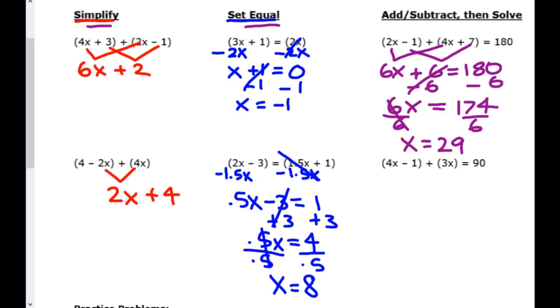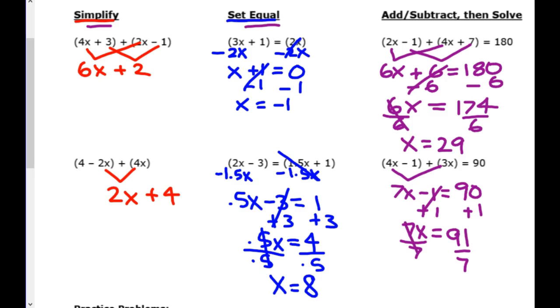Next one. I have like terms. 4x plus 3x is 7x. Bring down the -1, equal sign, 90. Two-step problem. My lower is -1, so I'm going to add 1 to both sides. 7x equals 91. The coefficient is 7, so we're going to divide. And 91 divided by 7 is 13. So that's the first part, that's the warm-up part.